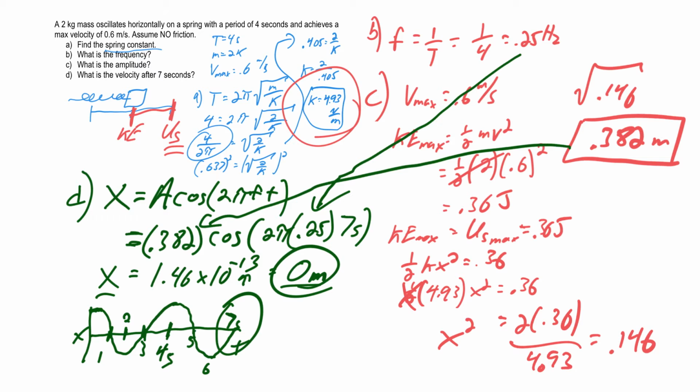So if I would have taken a step back and thought about it, I probably could have saved myself some time. But then again, what if they gave us like 7.8 or 7.2 or 6.3 or whatever? In that case, you would have to find this position first to solve it. So anyway, our position is 0 meters, which means we're back at equilibrium, which means our velocity would be the same as the velocity max. So our answer is, where's my velocity max? Oh, they gave that to us. So 0.6 meters per second.